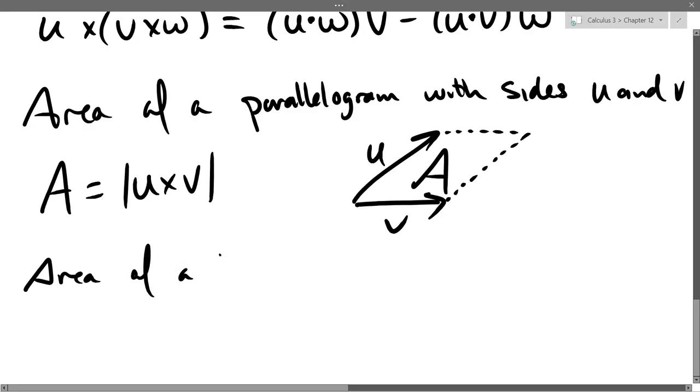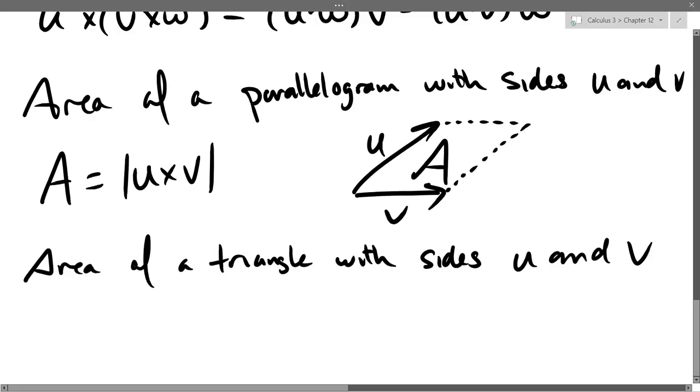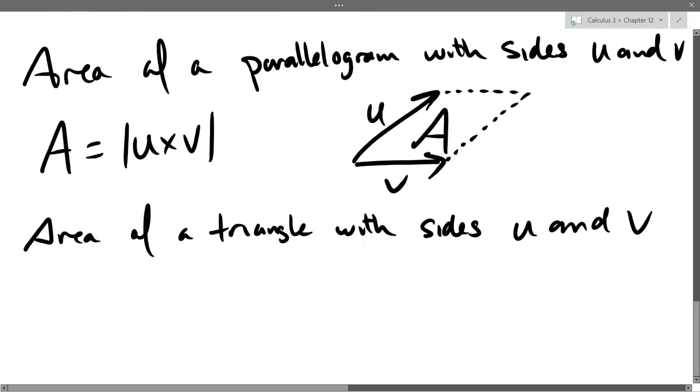Area of a triangle with sides u and v. There's only one way to make a triangle because triangles have three sides. There's only one side missing. And we'll connect it like that. So I want to know what is the area right here.